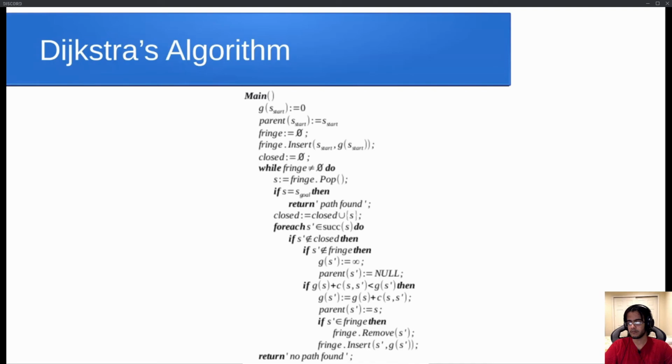And then lastly, if it's something we've already seen in the fringe, we want to remove it because we just found a better way to get to it. Right? Because otherwise, right here, this would have been greater than or equal to. So we want to insert with the new cost. I know that might not have been the best explanation. Does anyone have any questions with this?